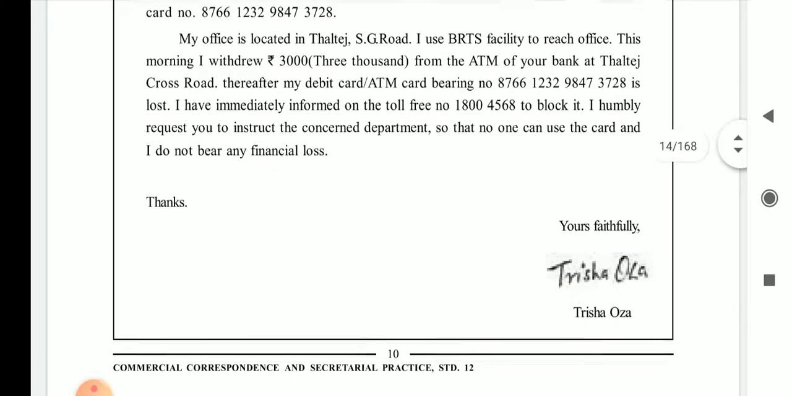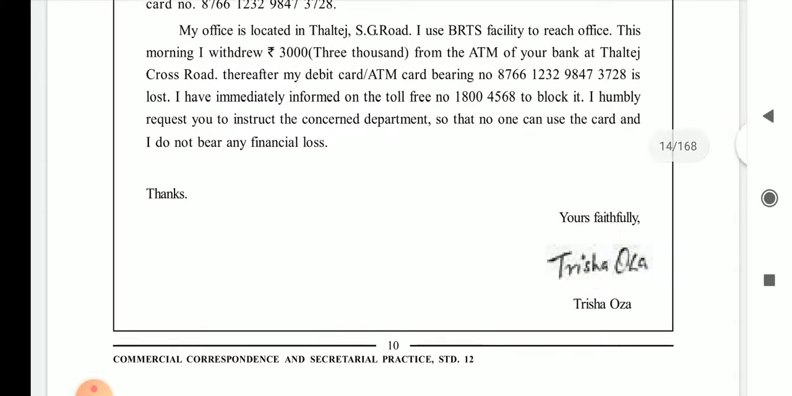I have immediately informed on the toll free number 18004568 to block it. Here you have to write again a different toll free number. That means that particular number starts with 1800 and it is compulsory. You have to write 1800 compulsorily at the start of the toll free number. After that you can write any numbers of your choice.